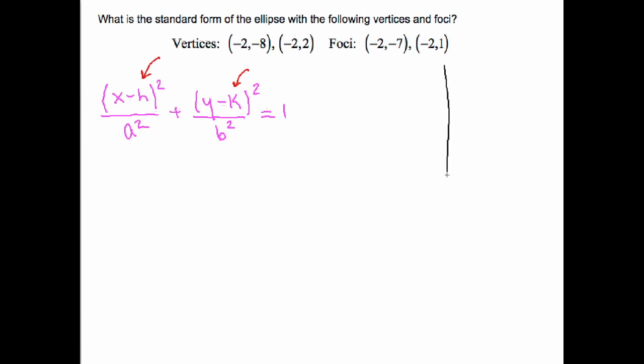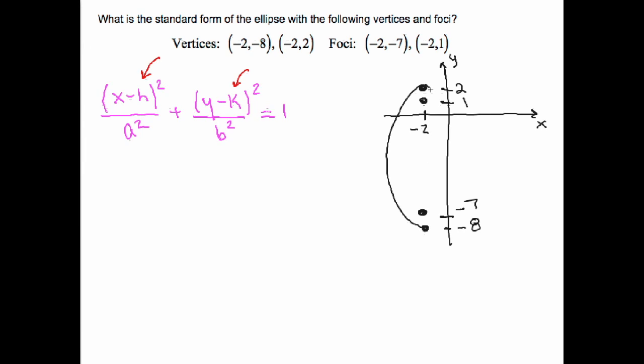I'm going to sketch axes, my x-axis, y-axis, and I'm going to start with my vertices. I have one vertex at -2, -8, so I'll place a point here, and a second at -2, 2. I'll place a point here. Now for my foci, they're located at -2, -7. So I'll place one of the foci here and the other one at -2, 1. I'll place the second focus here. And I'll sketch in my ellipse, but I really don't know how wide to make it, so I'll just approximate it right here.